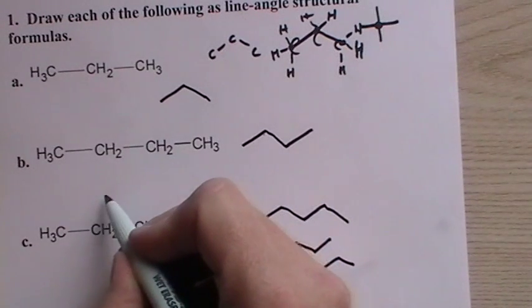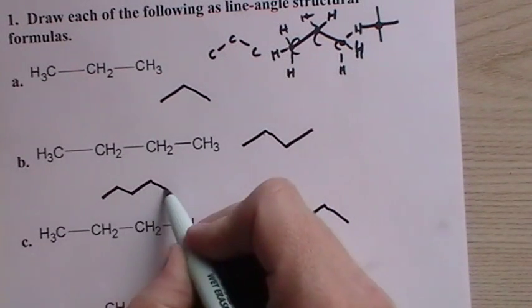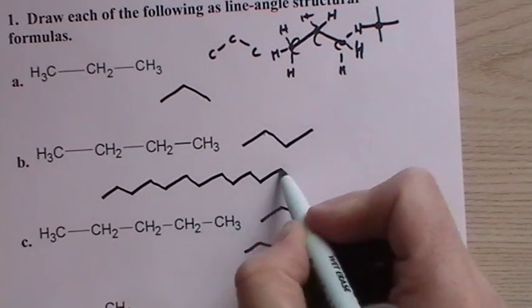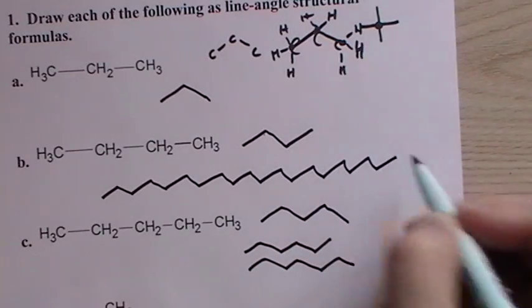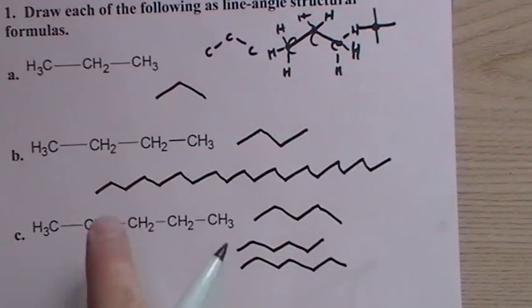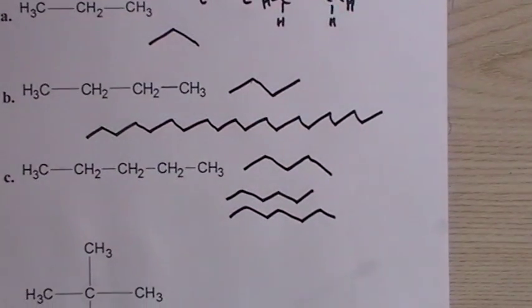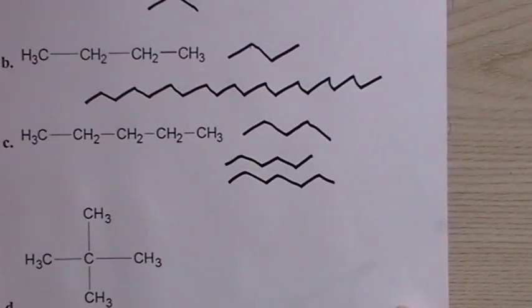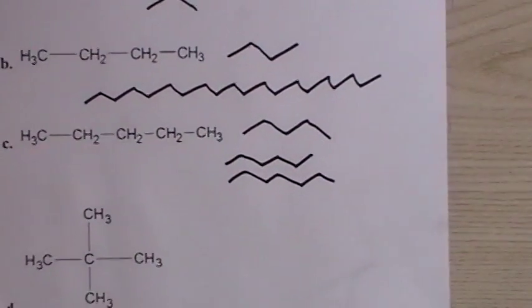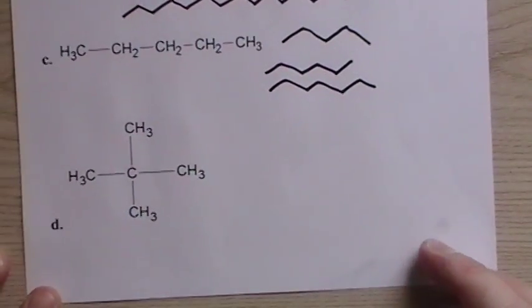So you can have something, let's say 1, 2, 3, 4, 5, 6, 7, 8, 9, 10, 11, 12, 13, 14, 15, 16, 17, 18, 19, 20. So if you have a chain of 20 carbons, there it is. So you just have to be careful about counting them up. That's one thing that gets the students sometimes on exams, is that they put one too many lines on there.